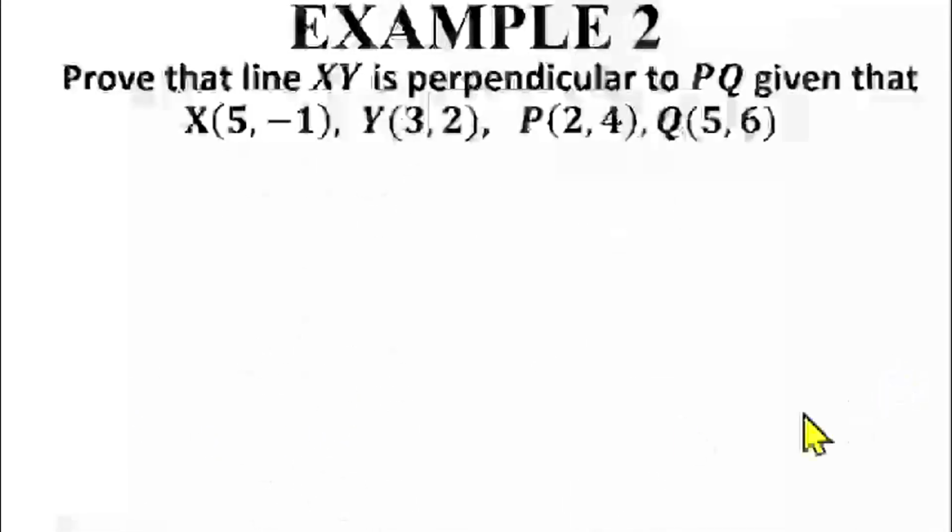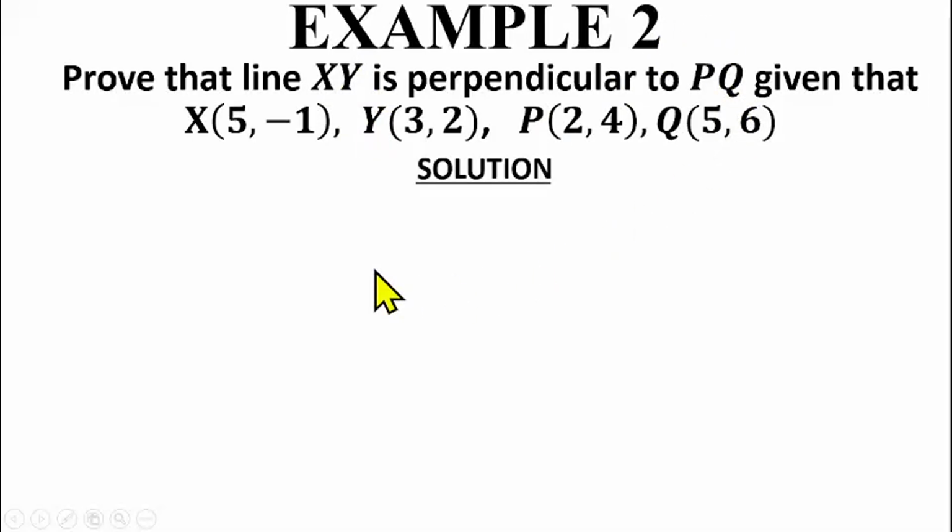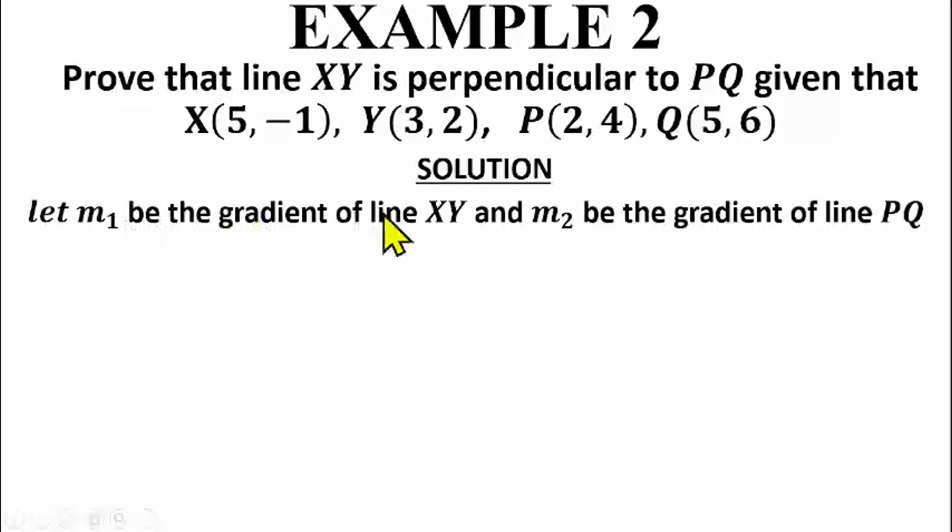Now, example 2, we have to prove that line XY is perpendicular to line PQ, given the coordinates of X, Y, P, and Q. So that means the line XY will pass through coordinates X and Y. Line PQ will also pass through coordinates P and Q. And we remember the condition for perpendicularity. That means the product of their gradients must be equal to minus 1. So we need to find the gradient of line XY. We need to find the gradient of line PQ as well. So let M1 be the gradient of line XY and let M2 be the gradient of line PQ.